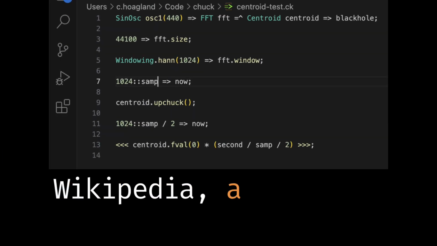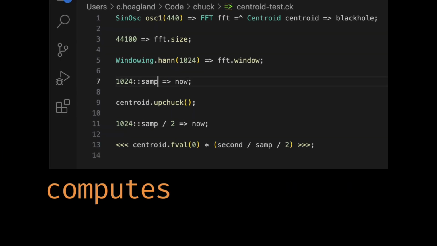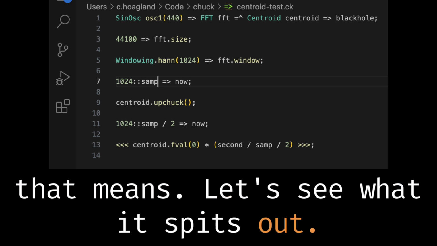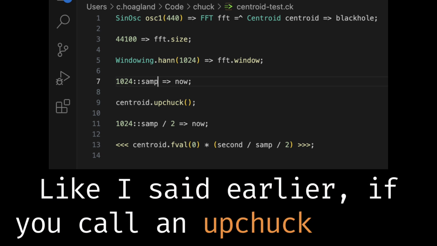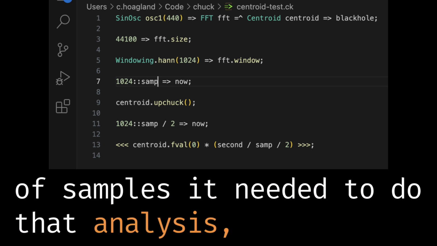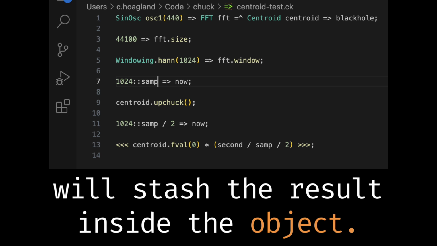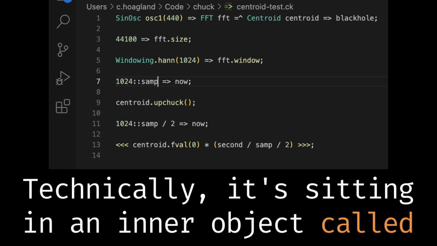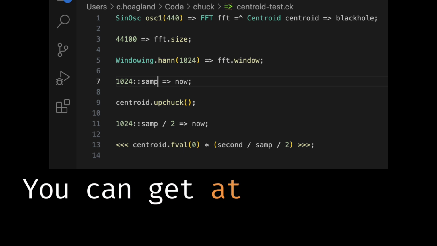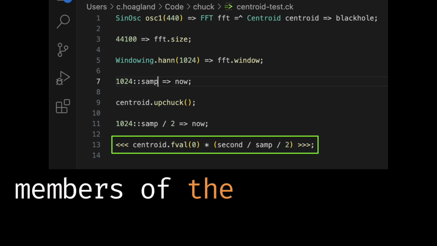According to Wikipedia, a centroid takes FFT data and computes the center of mass of a signal, whatever that means. Let's see what it spits out. Like I said earlier, if you call an upchuck method on a yuana, it will compute results on whatever batch of samples it needed to do that analysis, and then it will stash the result inside the object. Technically, it's sitting in an inner object called a yuana blob, but for this example, we don't need to care about that. You can get at the results directly by asking for members of the fval array.